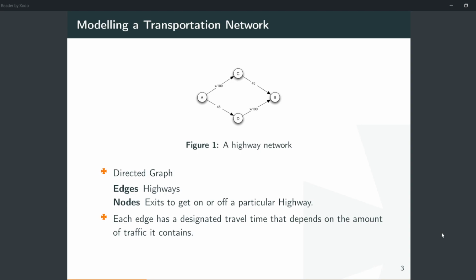One more thing here is that in modeling we use the value on the edge to denote the travel time, which depends on the amount of traffic that edge contains. For example, AD is written as 45. That means no matter how many cars are going through this route, the time taken by each car to go from A to D will be 45 minutes. Similarly, from D to B, the time taken is x by 100. That means if there are 200 cars going from D to B, then the time taken will be 200 by 100, that is 2 minutes for each car.